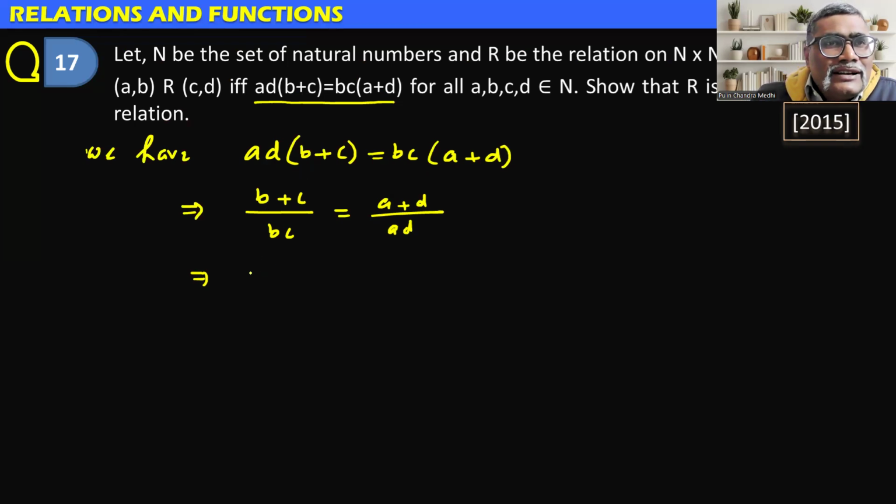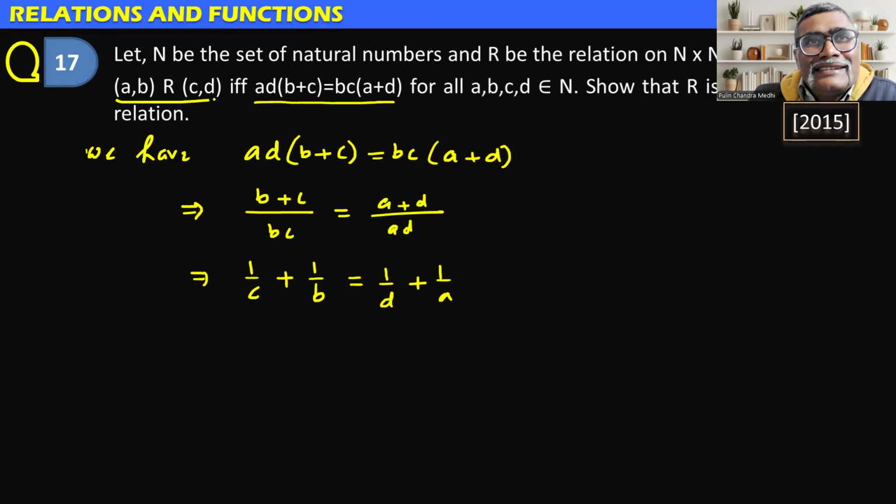So now if you divide, you will find this as 1 by C plus 1 by B, and this is 1 by D plus 1 by A. That's it. So now relate these things with this. How do you relate? A comma B is related to C comma D means the sum of the reciprocals of C, B. CB means these two in the reverse order, right?